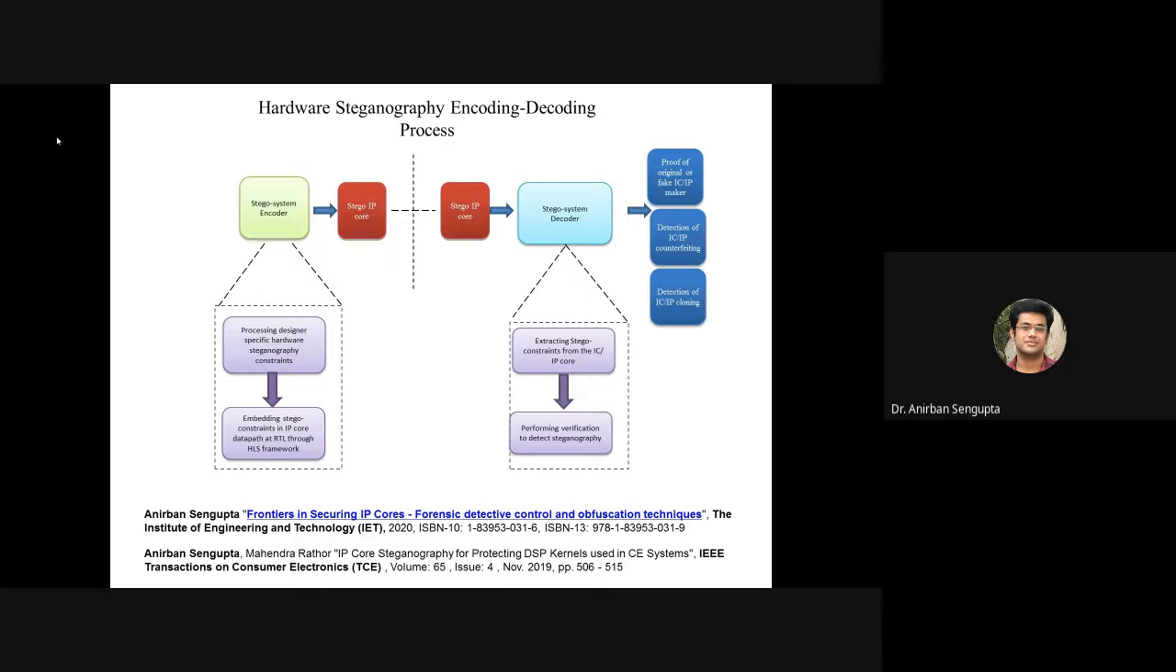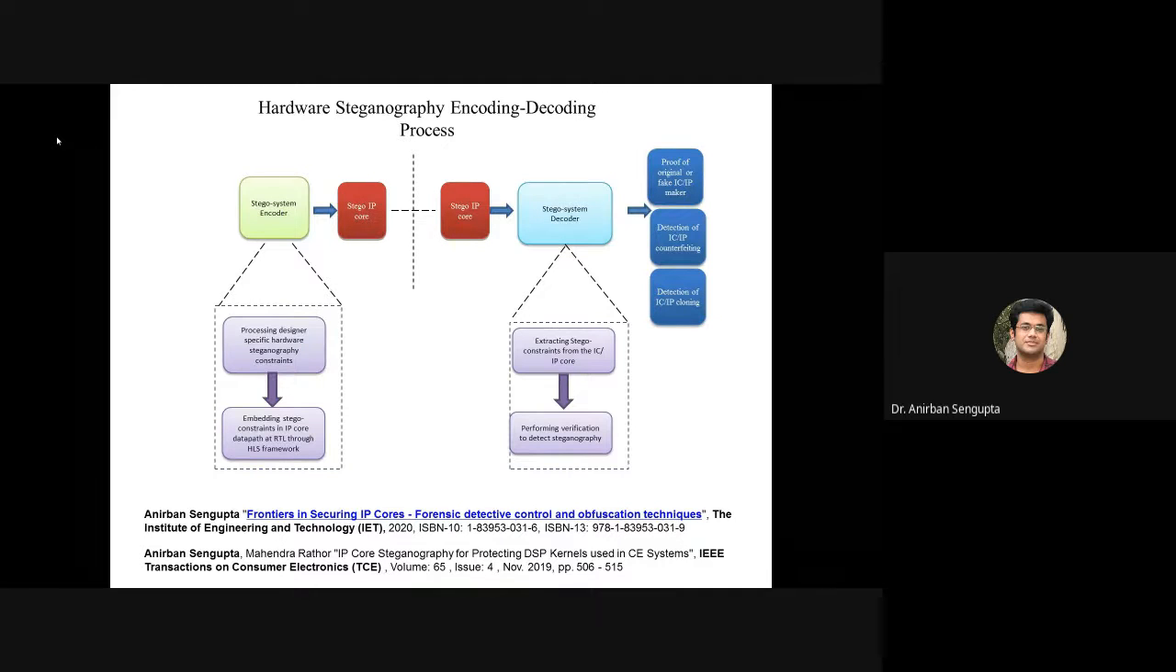So this is another type of approach which is called hardware steganography, and this slide actually reflects how the encoding and decoding process works. How steganography is different from watermarking is as follows. In case of watermarking, what typically happens is the signature size and its encoding rules are already predefined by the IC or IP designer or by the hardware designer.